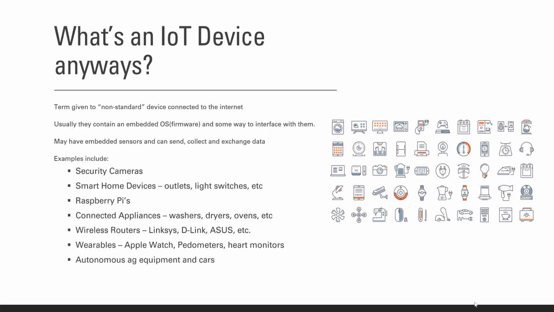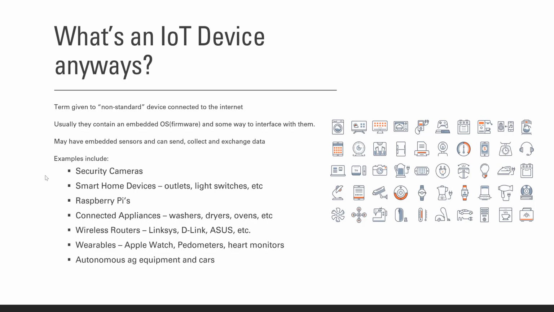So first we should probably start off by talking about what an IoT device is anyways. I think we all probably have a decent idea in our head. We probably all have one of these in our home. Some quick ones that come to mind are like Google's Home Mini or Amazon's Alexa. Those are all IoT devices. There's also security cameras, smart home devices like outlets and light switches. There's a whole wide variety, and I have a list here.